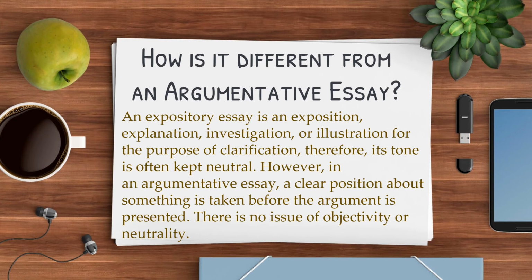How is it different from an argumentative essay? An expository essay is an exposition, explanation, investigation, or illustration for the purpose of clarification. Therefore, its tone is often kept neutral. However, in an argumentative essay, a clear position about something is taken before the argument is presented. There is no issue of objectivity or neutrality because you are giving arguments to support your position or opinion.